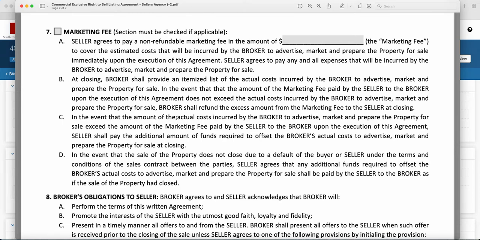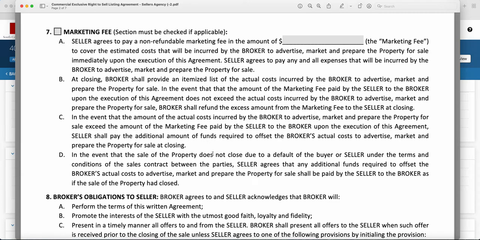In the event that the amount of the actual cost incurred by broker exceeds the agreement, seller shall pay the additional amount of funds required to offset broker's actual cost to advertise and market the sale for the closing. So this is the reverse. If it happens to be a little bit higher, you can actually ask them for more. Your choice ultimately if you want to do that, but the contract's written to protect you for that.